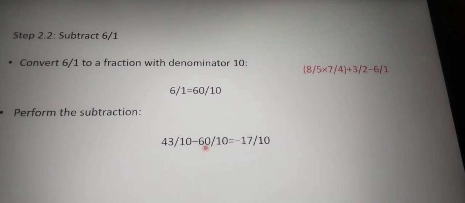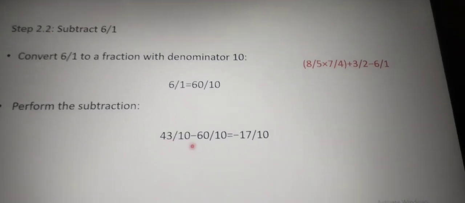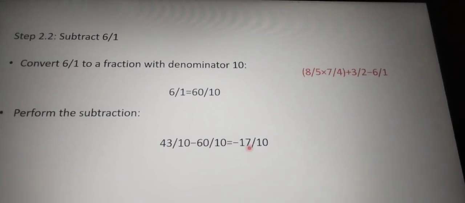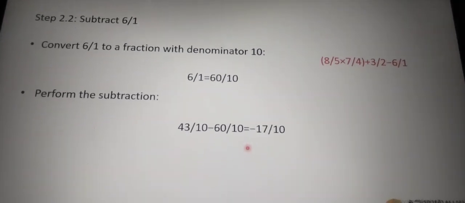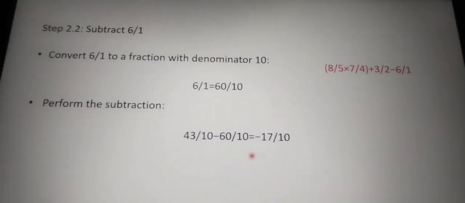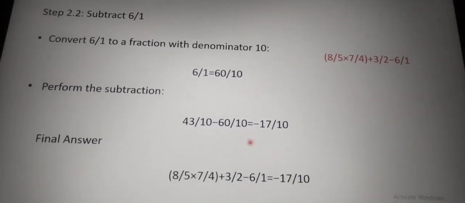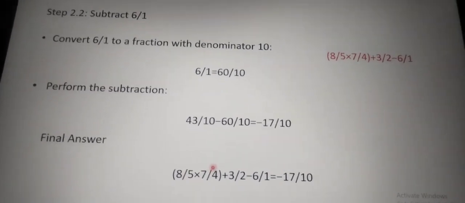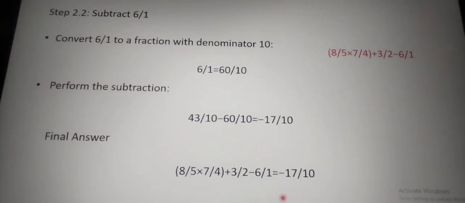Since 60 over 10 is larger than 43 over 10, we realize that the answer will be negative. When we subtract them from each other, it would be 17, so negative 17 over the common denominator 10. So now that we have found our answer, we can finally say that the final answer for the equation, 8 over 5 multiplied by 7 over 4 in the bracket, added to 3 over 2 minus 6 over 1, is negative 17 over 10.